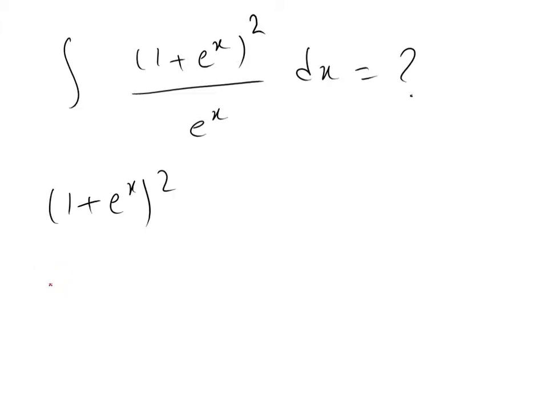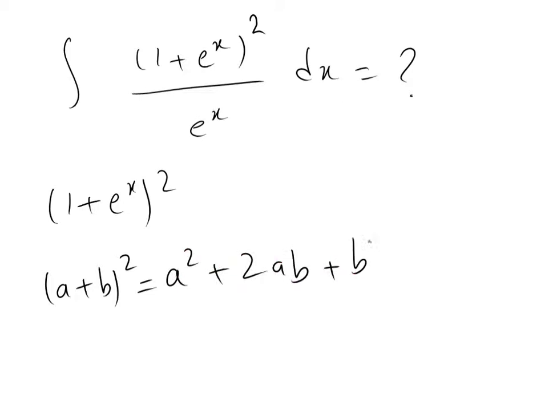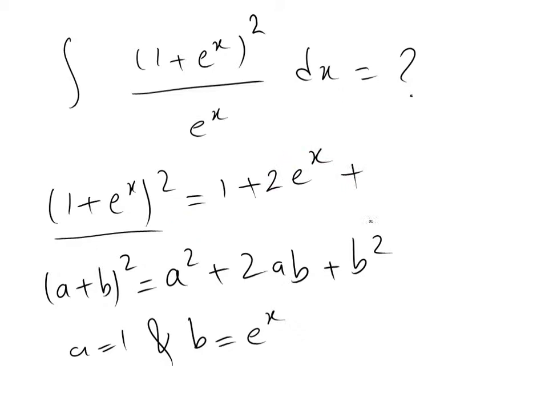Okay, from algebra we know that (a + b)^2 is equal to a^2 + 2ab + b^2. So in this case a is equal to 1 and b is equal to e^x. Therefore you can write this as a^2, which is 1^2 equal to 1, plus 2 times a times b, that is 2 times 1 times e^x, which will be 2e^x, plus b^2, and b is e^x, so (e^x)^2 will be equal to e^(2x).